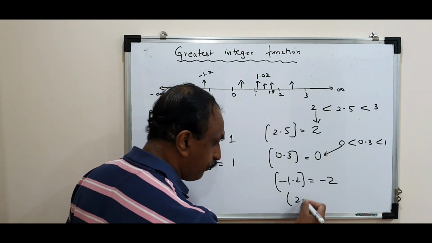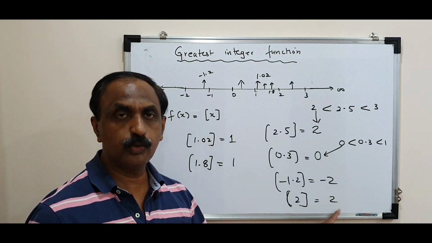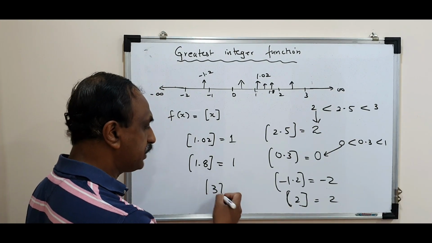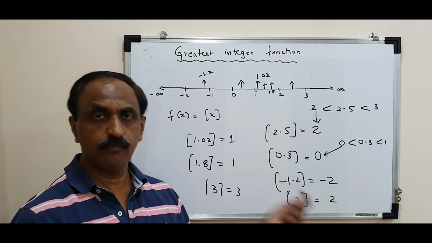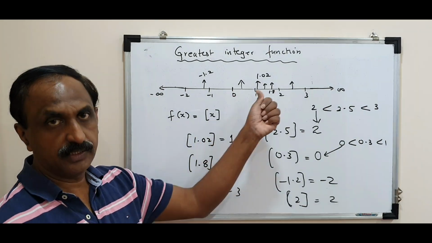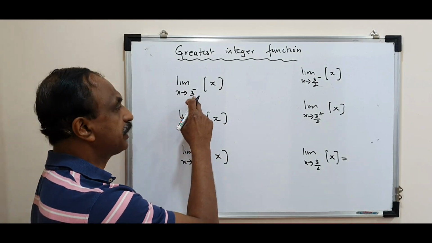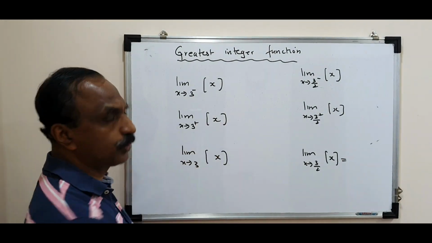Now what about the integer of an integer? Then it is the number itself. The integer of 2 is 2 itself, the integer of 3 is 3 itself, the integer of 4 is 4 itself. So if the number lies between two integers, the lower number is the integer of that number. We are going to calculate the functions in limit in these two cases.